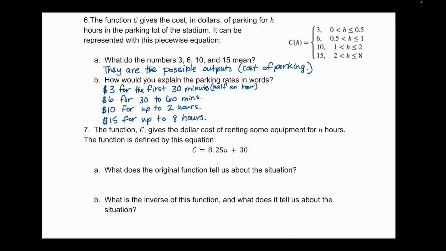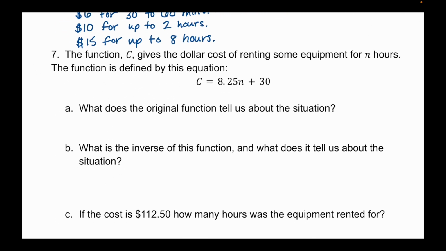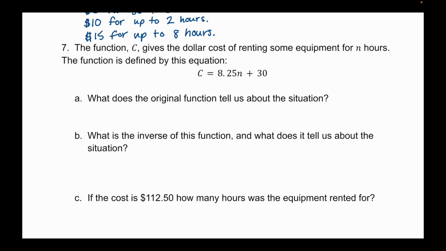Okay, let's look at number 7. The function c gives the cost of renting some equipment for n number of hours, and it's defined by this equation. We have 8.25n plus 30. So what does the original function tell us about the situation? What does the inverse tell us? And then we're going to look at the cost of being $112 and how many hours was it rented for.